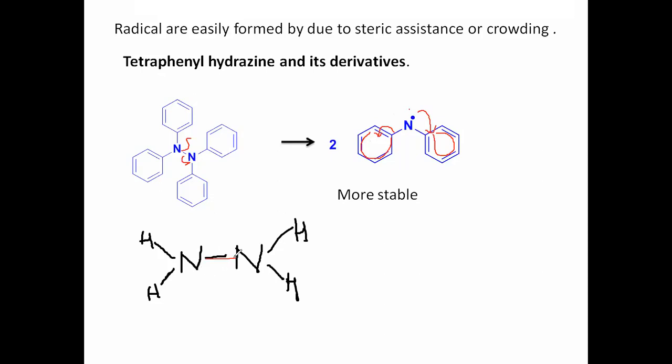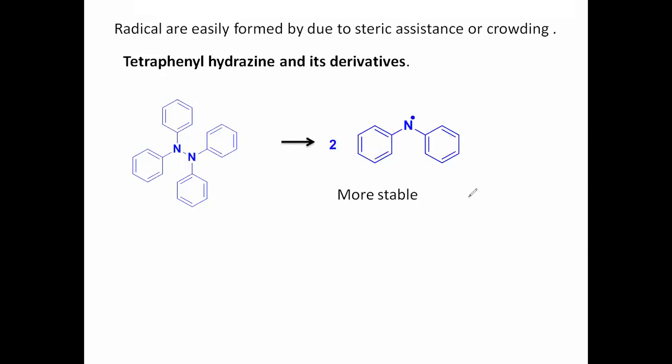This single bond within the nitrogen indicates the given compound is hydrazine. Right. So another point is generation of free radicals. How can the free radicals be generated?